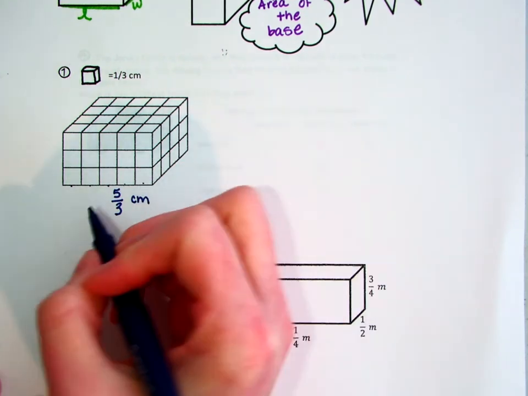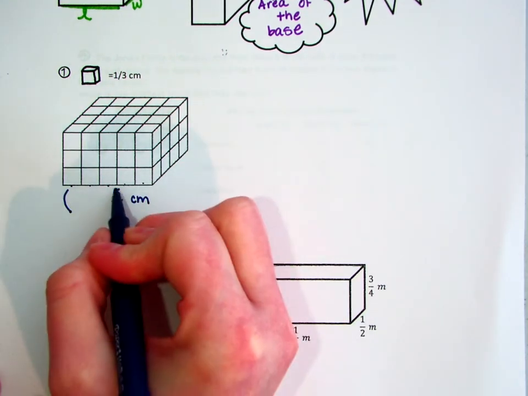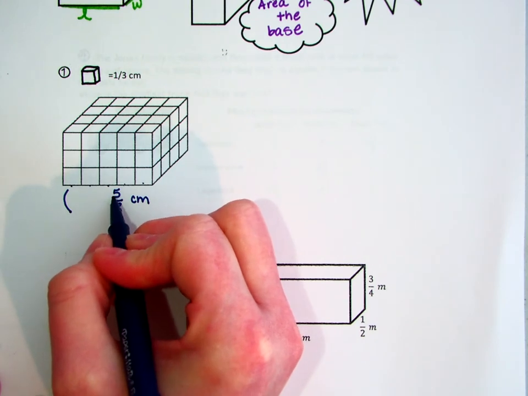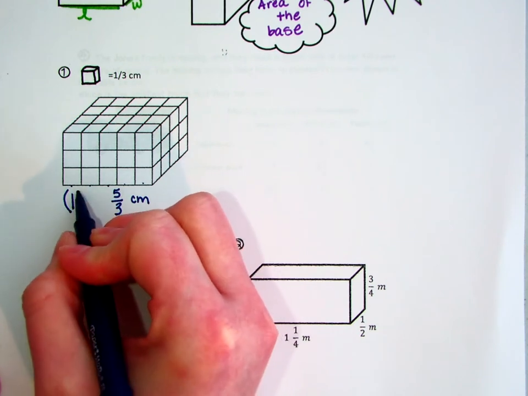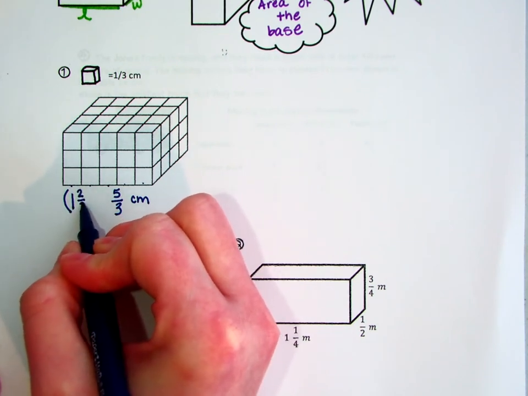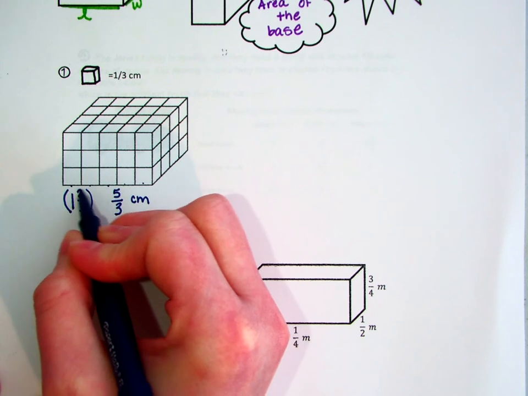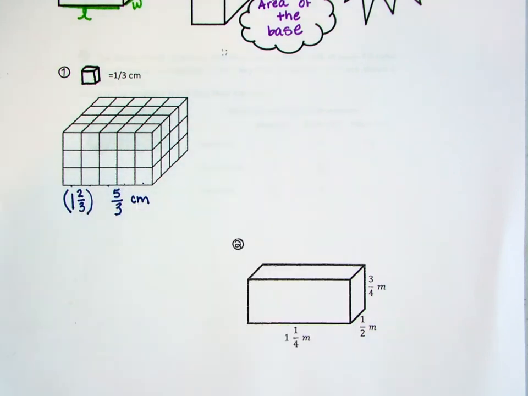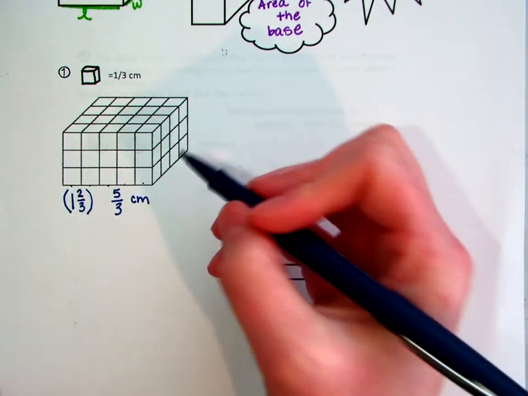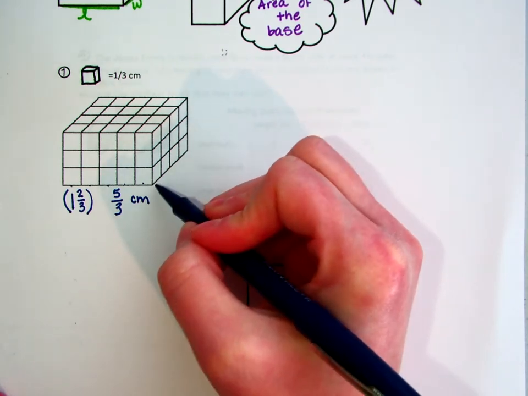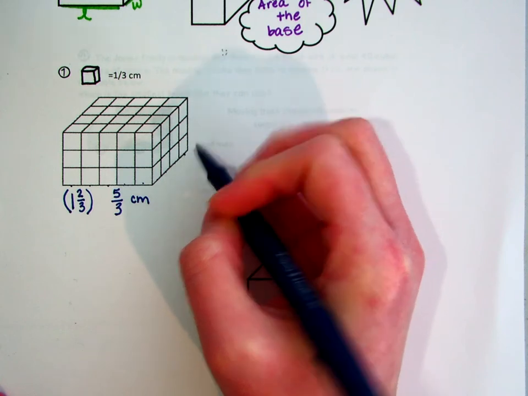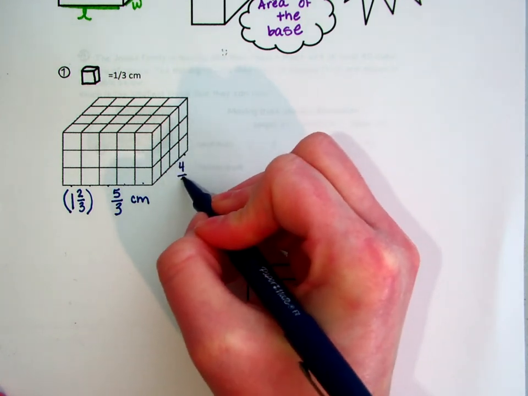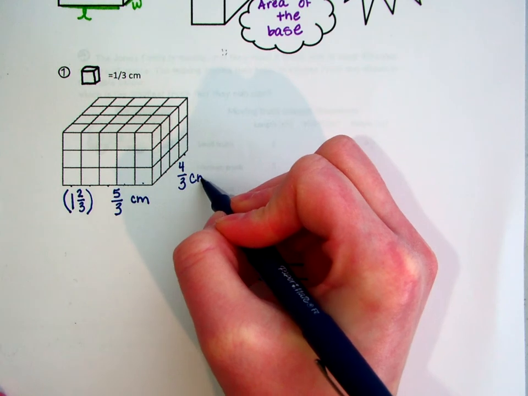Now I will tell you out to the side, this is the same as 1 and 2/3 because 3 will fit into 5 one whole time with 2 out of 3 left over. We don't need that, but I'm going to write it so that you can see it, okay? On our width, we need to count and see how many thirds we're looking at here. We're looking at 1, 2, 3, 4. 4 thirds here. And I'm going to add centimeters.